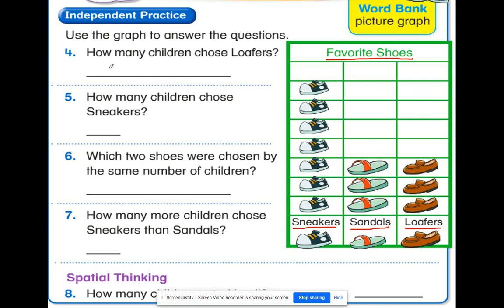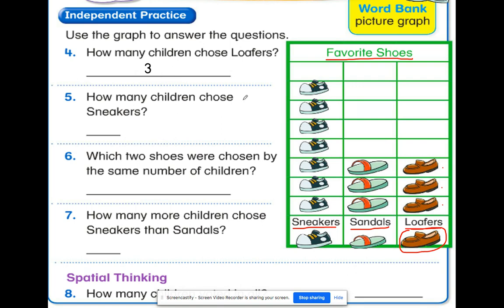Let's take a look at number 4. It says, how many children chose loafers? So what I need to do is look at the different categories down here at the bottom, find where it's talking about those loafers, which is over here, and I need to count to see how many children voted for loafers. So let's count those pictures. 1, 2, 3. So our answer is 3.